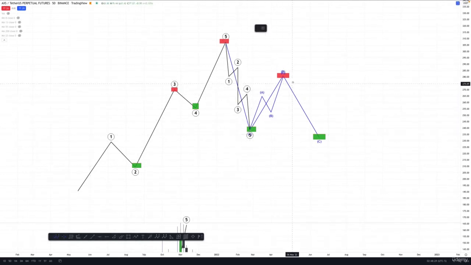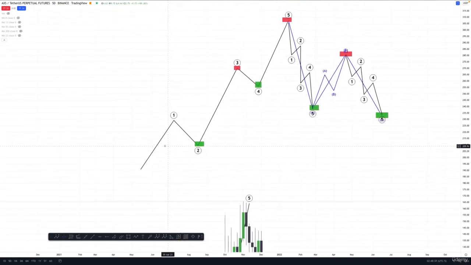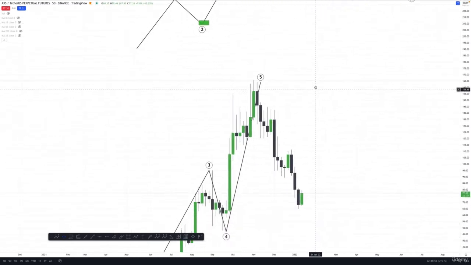And then C always contains 5 waves. So we will have 1, 2, 3, 4, and 5. So this is the structure of ABC. And we also know that each motive move towards the upside contains 5. The corrective move will contain ABC 5, ABC 5, something like this, right? I was just trying to repeat it.